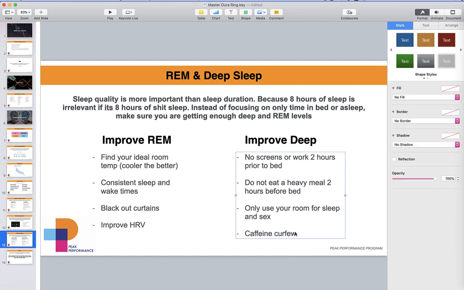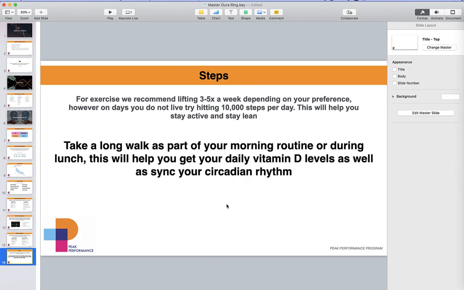I usually recommend no later than 12 p.m. And steps. This is the last metric I recommend you guys to track. So for exercise, we recommend lifting 3 to 5 times a week, depending on your preference. However, on days you do not lift, try hitting 10,000 steps per day. This will help you stay active and stay lean. I swear, guys, walking the 10,000 extra steps is the number one tool to stay lean and lose weight.